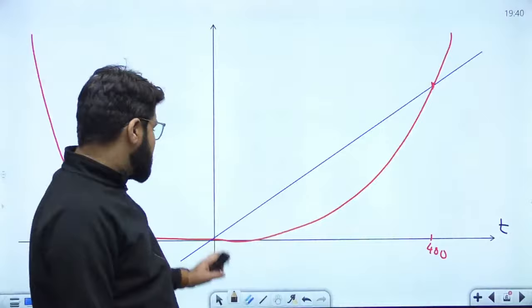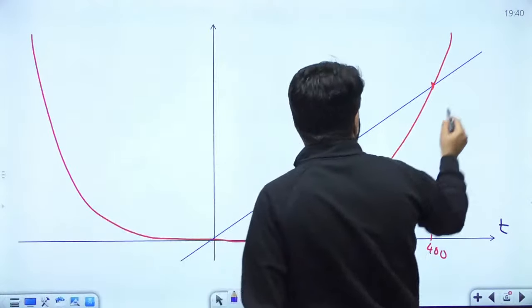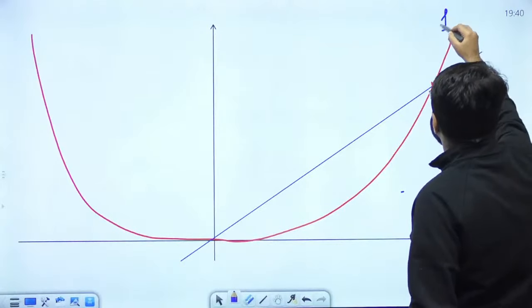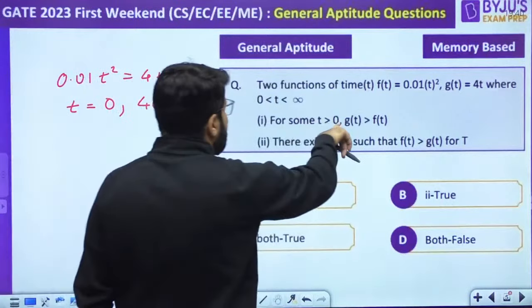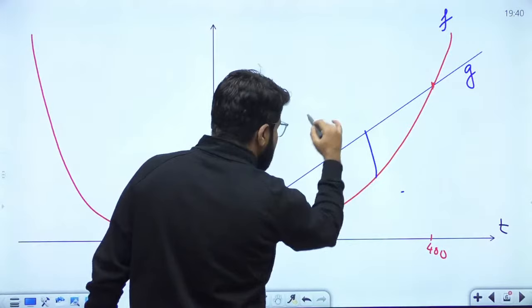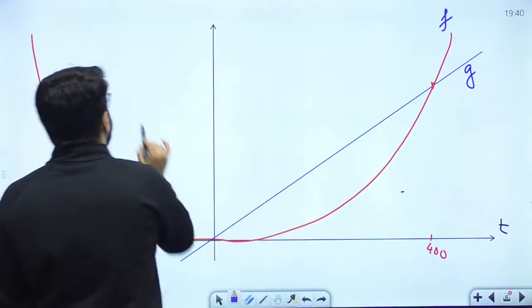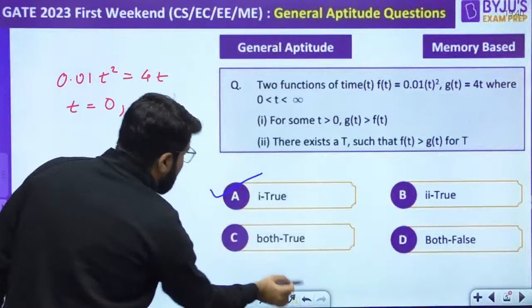Is it true? So yes, for t between 0 to 400, मैं functions लिख देता हूं आपके लिए. Right, this is what is the gt function. This is what is the ft function. Clear? ft was the parabolic. For some t greater than 0, g is greater than f. Yeah, for entire this portion, g is above f. So yes, this is true. So number 1 to true hai. Okay, then what about number 2?